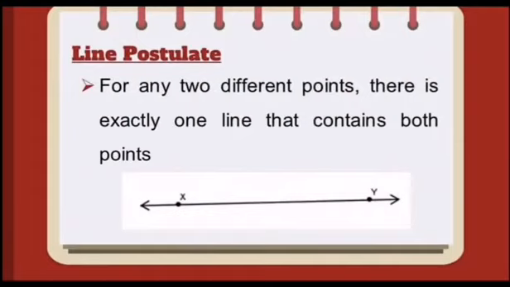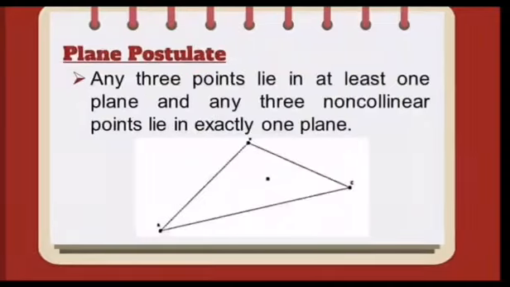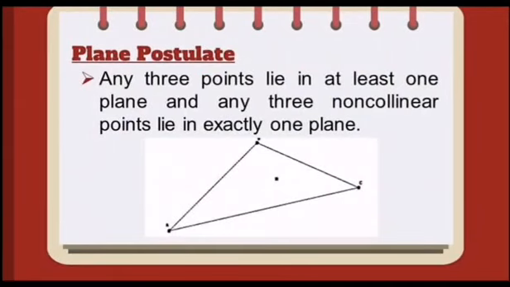Line postulate: this states that for any 2 different points, there is exactly one line that contains both points. Line intersection postulate: if 2 lines intersect, then their intersection is a point. Plane postulate: any 3 points lie in at least one plane, and any 3 non-collinear points lie in exactly one plane.